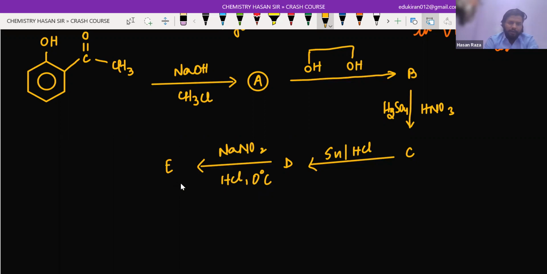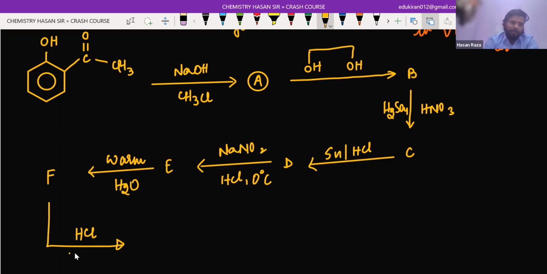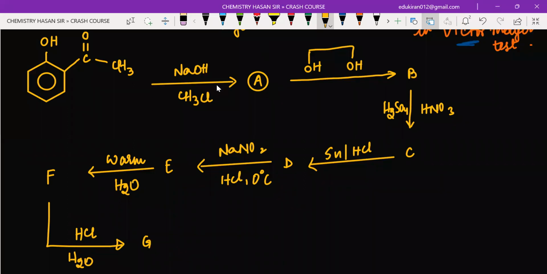Then you will be getting E. And after getting E, you are going to treat this with warm H2O, then you will be getting F. And after getting F, you are going to treat this with HCl in the presence of H2O. Then you will be getting G. Please do follow.